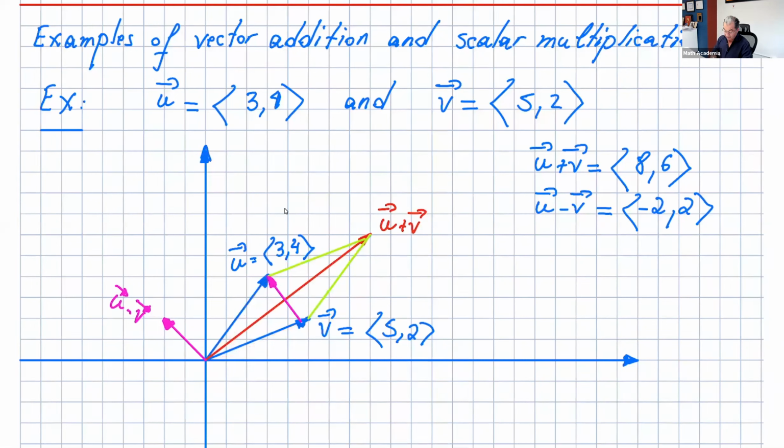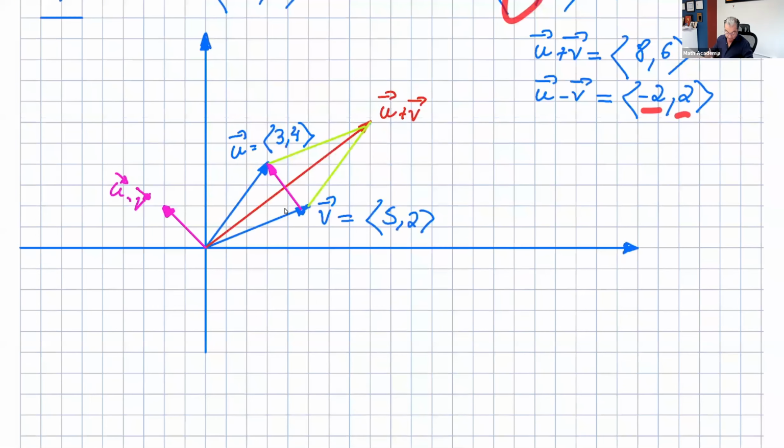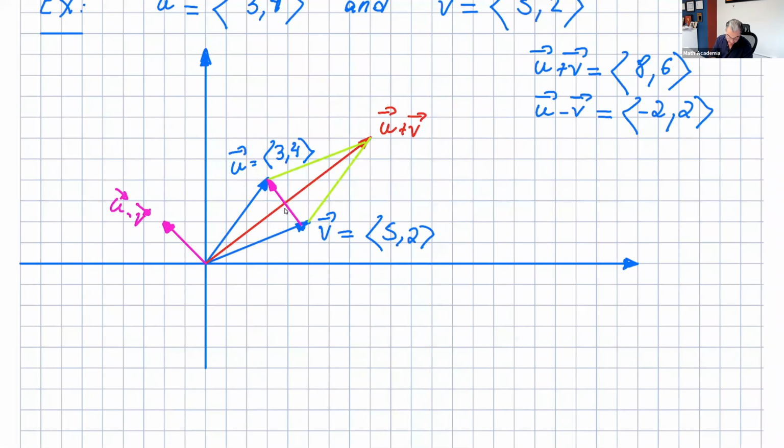If we do U minus V, it's 5 minus 3 is negative 2, and 2. Negative 2 and 2 is going to give me this vector. This is U minus V. But if I take the same vector and put it right here, you see how we form the triangle. And again, I can say this is U, this is V, and this is U minus V.